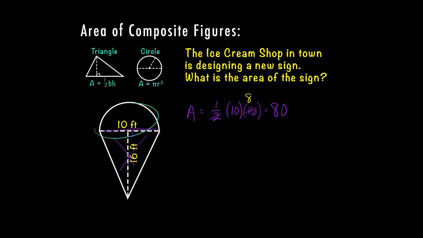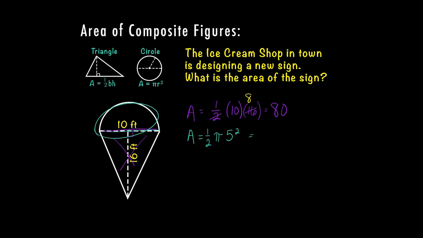Now I'm going to find the area of this semicircle. So we're going to do the area of pi r squared, and then I'm also going to divide that by 2, or I'm going to take half. So the radius in this case is halfway across the circle, and in this case all the way across is 10, so halfway across would be 5 squared.